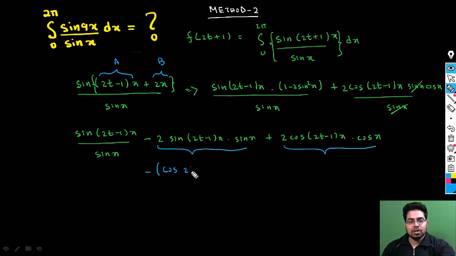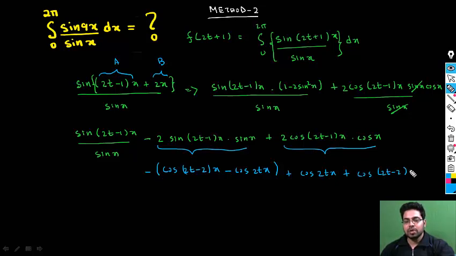So 2t minus 2 x minus cos A plus B. That means cos 2t x, and here this 2 cos A cos B, that means this is cos A plus B, that means cos of 2t x, cos of 2t x, this is cos of 2t x plus cos of A minus B. So cos of 2t minus 2x.